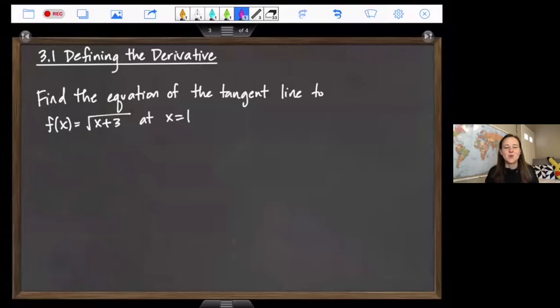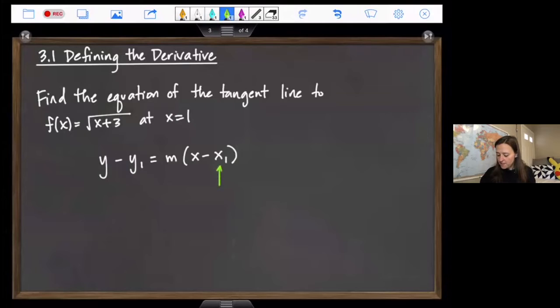All right, in this video we're going to find equations of tangent lines to functions using the derivatives that we calculated in the last video. We'll find the equation of the tangent line to root x plus 3 at x equals 1. When finding the equation of a line, we want to use y minus y1 equals m times x minus x1, and they've given us the value for x1 that we're going to use.